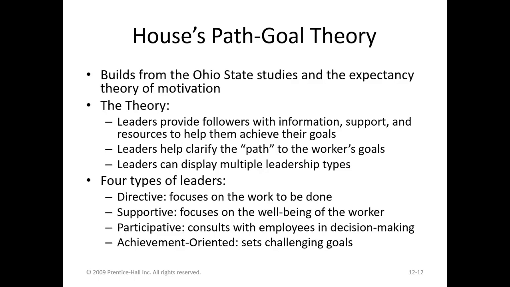House's path goal theory is built from the Ohio State studies and the expectancy theory of motivation. In this theory, leaders provide followers with information, support, and resources to help them achieve their goals. Leaders help clarify the path to the workers' goals. Leaders can display multiple leadership types. Four types of leaders: Directive focuses on the work to be done. Supportive focuses on the well-being of the worker. Participative consults with employees in decision making. Achievement oriented sets challenging goals.